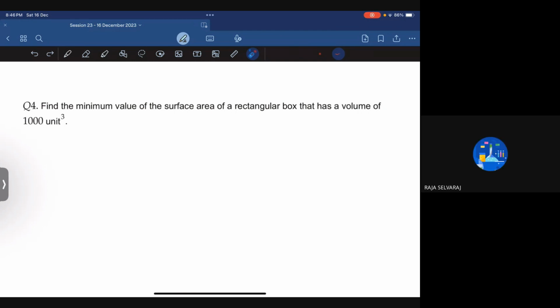The surface area formula we need to use. What is the formula for it? Yes, 2 into AB plus BC plus CA. And what is the volume formula for a rectangular box? ABC.